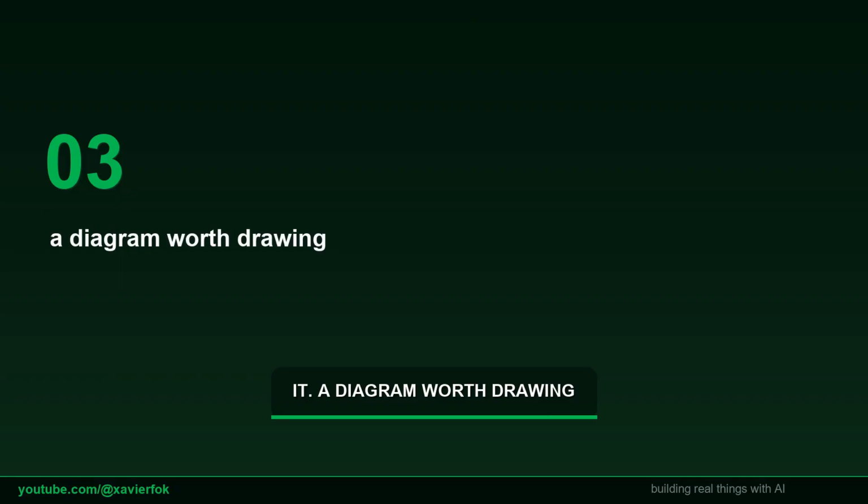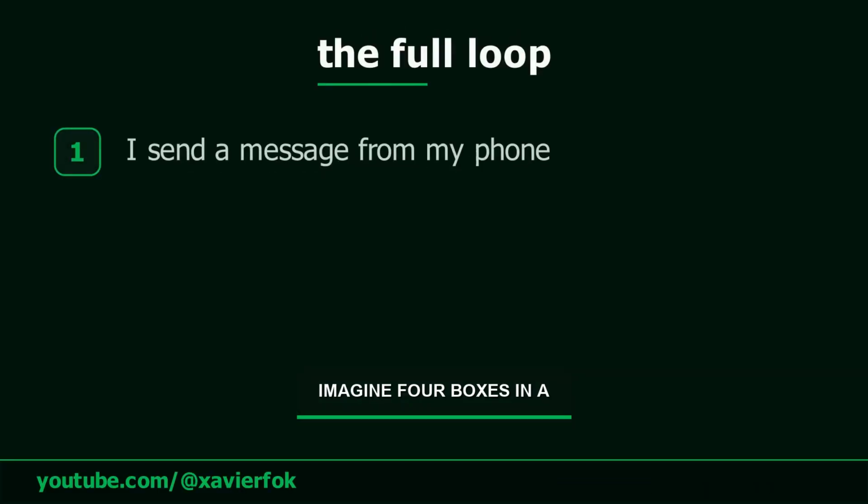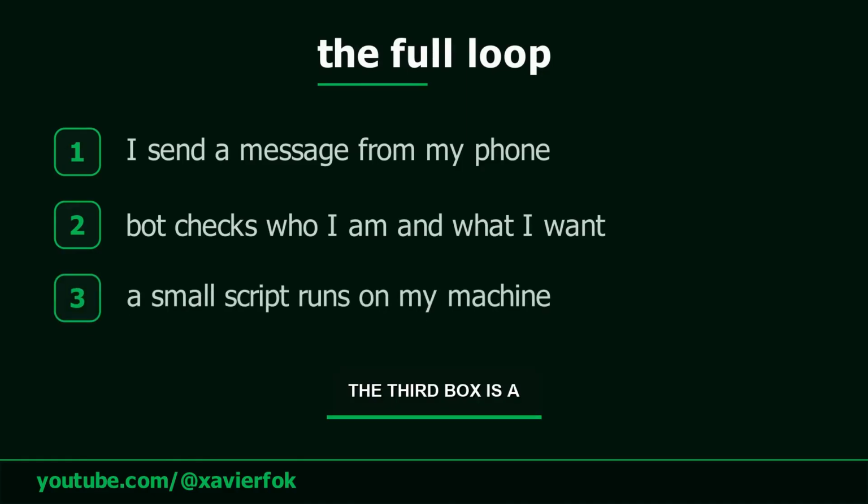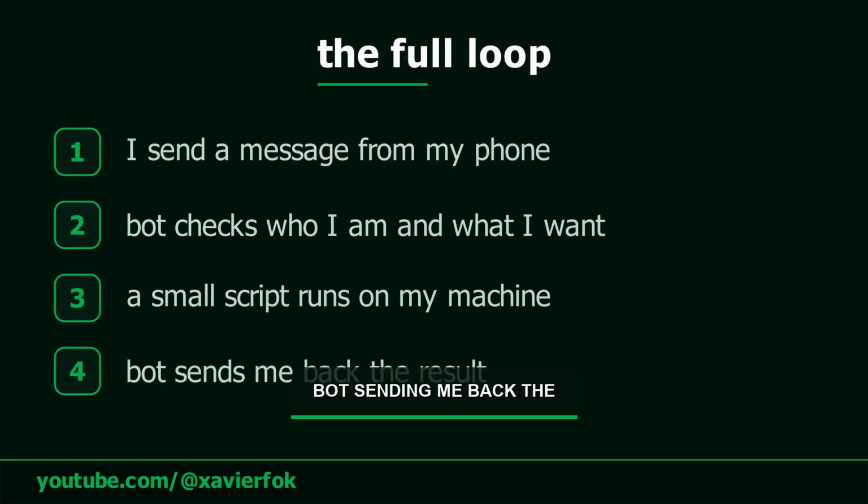A diagram worth drawing. I want to make that loop concrete because it is the thing that took me the longest to fully picture before I built it. Imagine 4 boxes in a line. The first box is me sending a message from my phone. The second box is the bot checking who I am and what I want. The third box is a small script running on my machine. The fourth box is the bot sending me back the result. That is the whole thing.